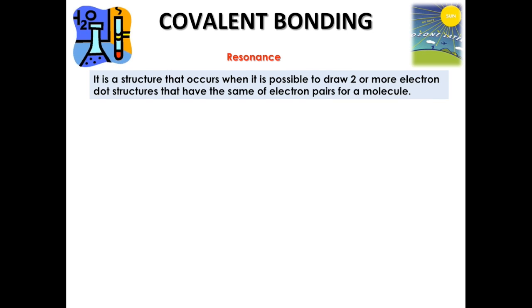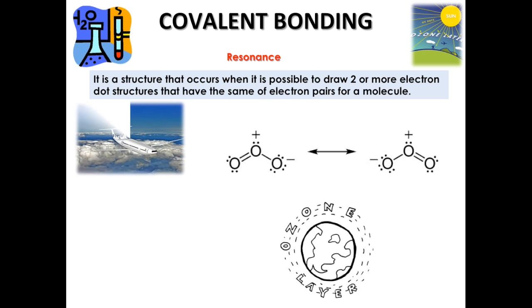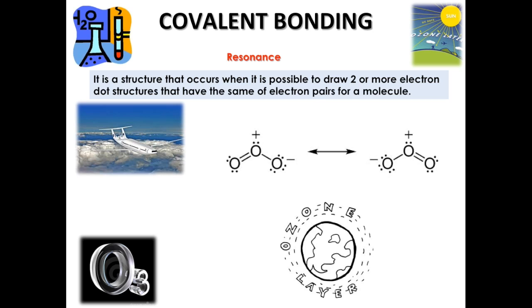Resonance. Resonance is a structure that occurs when it's possible to draw 2 or more electron dot structures that have the same number of electron pairs for a molecule. In our example is ozone. Ozone is the one that protects our planet and is represented with O3 as a molecular formula, can have these 2 structures and is called resonance.